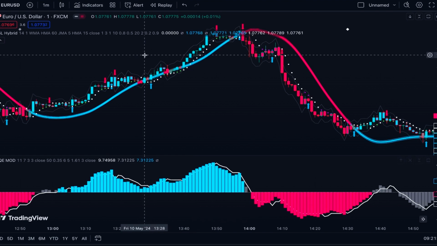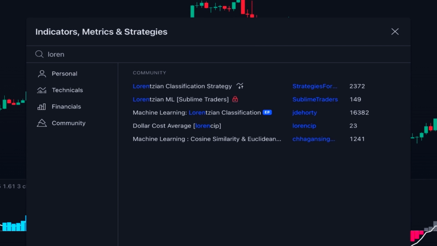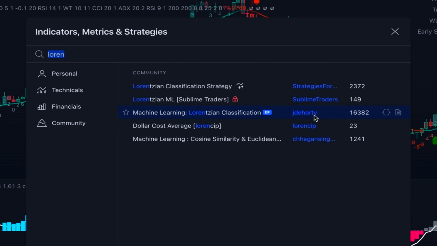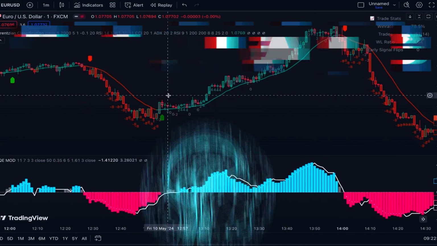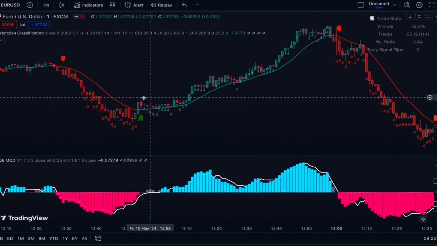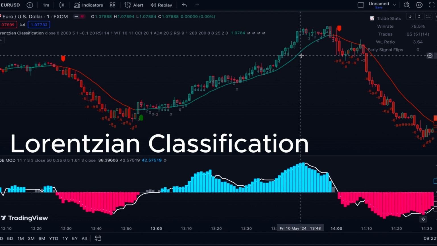Let's close this indicator SSL hybrid and add another indicator, for example Lorentzian classification. This one, machine learning Lorentzian classification, which is an editor's picks indicator and written by J.D. Horty. This is a very powerful buy sell signal indicator that is built based on machine learning algorithm. It generates these buy sell signals based on a specific algorithm that is called Lorentzian classification.